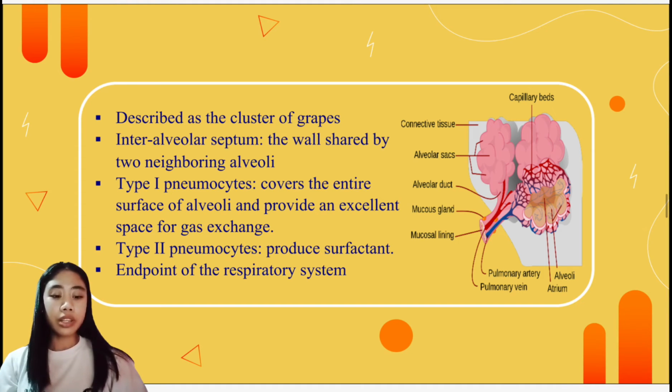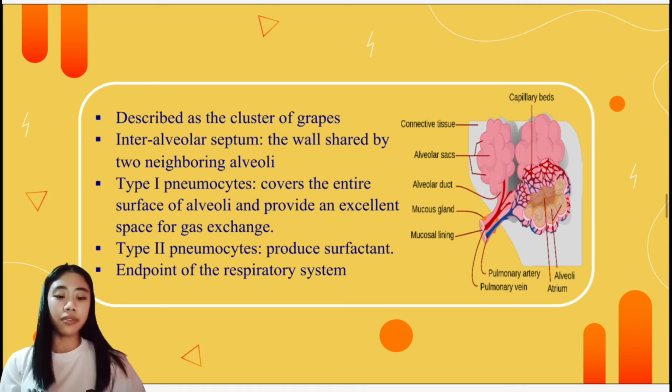Type 1 pneumocytes cover around 95% of the entire surface area of alveoli and provide an excellent space for gas exchange. Type 2 pneumocytes produce surfactant, a vital substance that decreases the effects of surface tension. They also function as stem cells that differentiate into both types of alveolar cells following lung damage. So alveoli are the endpoint of the respiratory system.